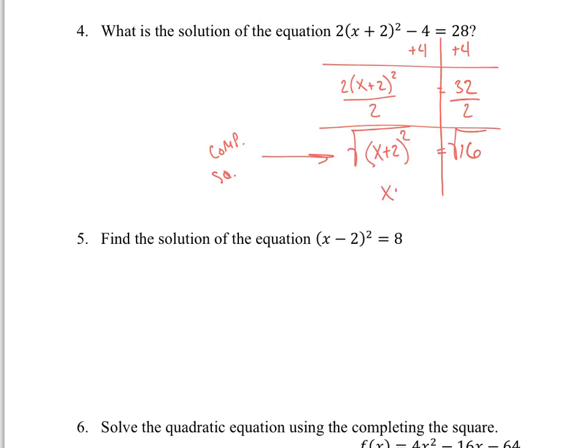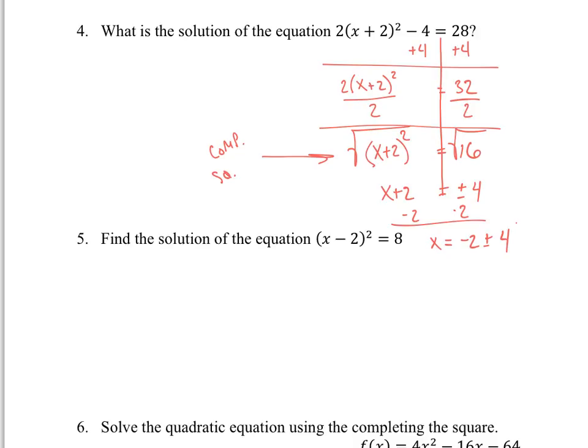You're going to get x plus 2 on this side. Be very careful with this side, because the square root of 16 could be 4. It also could be negative 4, so we have to account for that possibility. Then you're just going to subtract 2 from both sides, and you're left with all of your possibilities for the solutions to this question, which are either negative 2 plus 4 or negative 2 minus 4.